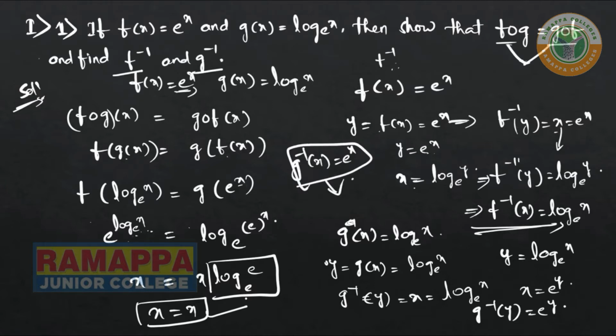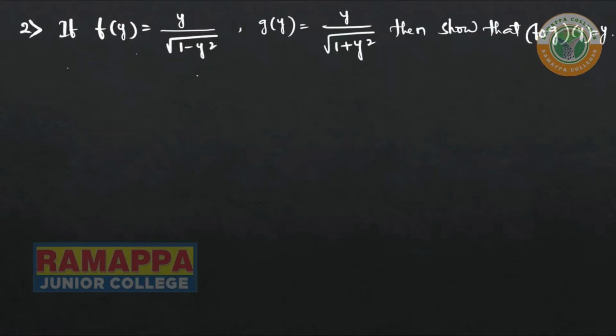Now move to the second question here. Here the second question is solution. So we will read the question once. If f of y is equal to y by 1 minus y square, and g of y is equal to y by under root of 1 plus y square, then show that f of g of y is equal to y here. So the question is what here? f of g of y is equal to y, the question is given.